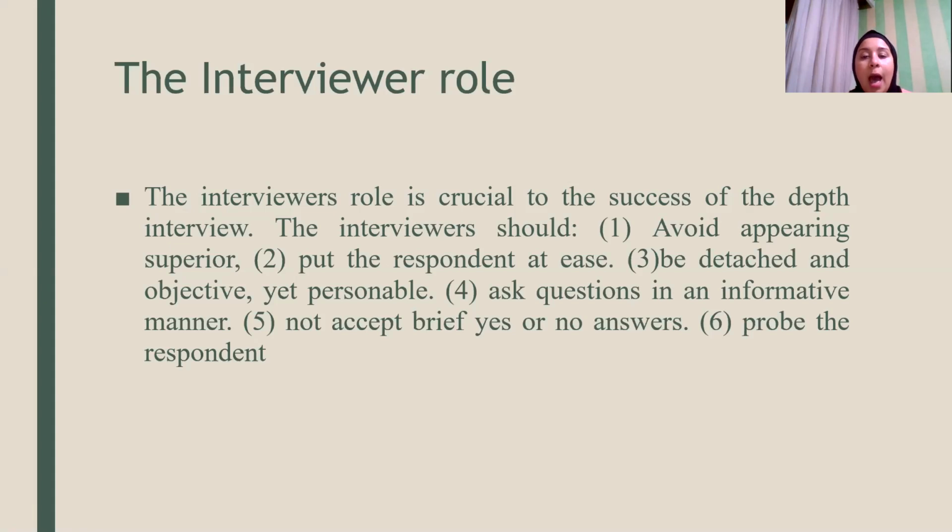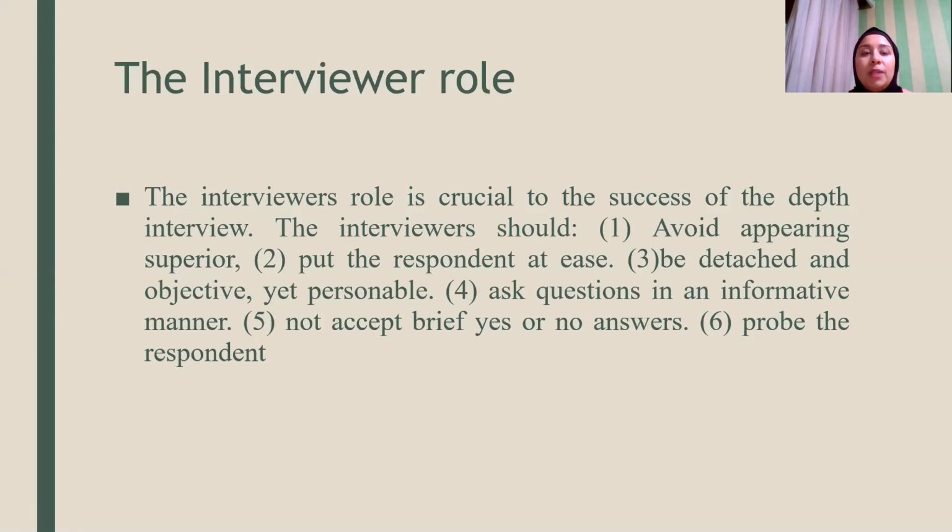This is how the interviewer should react with the respondent. He shouldn't appear as a superior. He shouldn't appear as if he knows everything he's asking about, because the one being asked is going to respond, okay, if you know all of this information, why are you asking me? So first of all, the interviewer should avoid being superior to the respondent. The second thing, he should be flexible with the respondent to give him comfort, to put him at ease. The third part, he should be detached and objective.